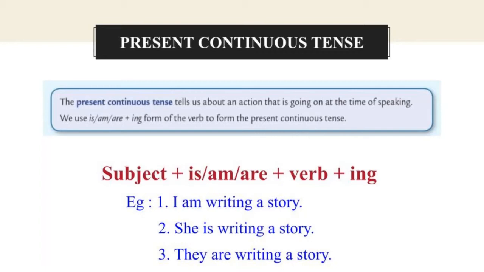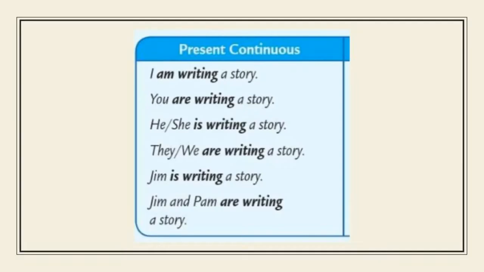Okay students, I hope you understood clearly. Okay students, let us see some examples. Look at the examples here. I am writing a story. I is the subject, am is the helping verb, writing, as already said, is verb plus ing, a story. You are writing a story. He is writing a story or she is writing a story. They are writing a story or we are writing a story.